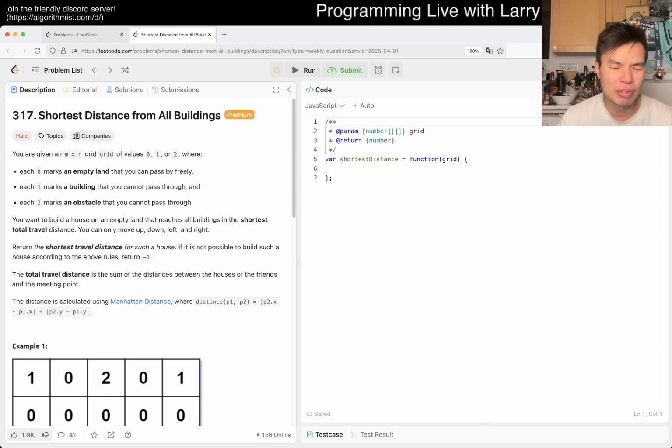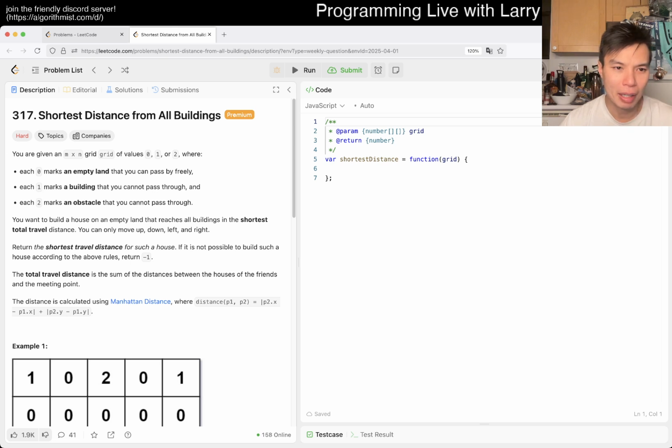Today's problem, LeetCode 317, Shortest Distance from All Buildings, is a hard problem. We're given a grid with R times C. I always convert it to R times C because M times N is sometimes confusing. Sometimes it's M times N, sometimes N times M, who knows. Anyway, you have a two-dimensional grid of 0, 1, 2, where 0 is an empty land, 1 is a building, and 2 is an obstacle.